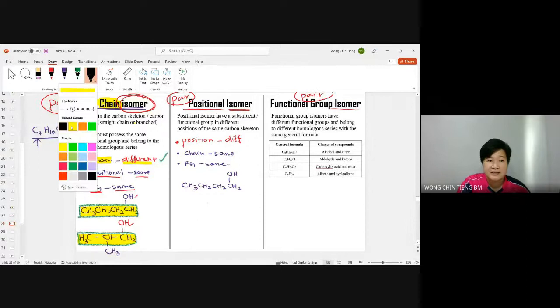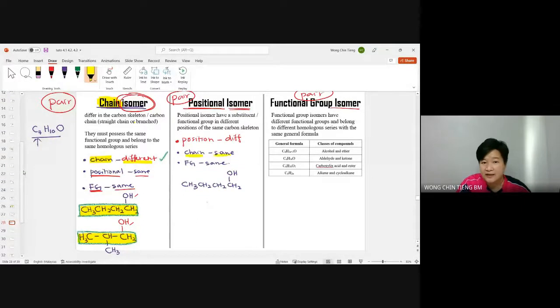Dan kita kata tadi, rantai kena sama, functional group kena sama, tapi position berubah. So, perlu tak ubah rantai ni sekarang? Tak payah. Kita akan kekal empat karbon. Tapi apa yang akan ubah? Position of the OH. OH akan berubah dari karbon pertama ke karbon kedua. Nampak?